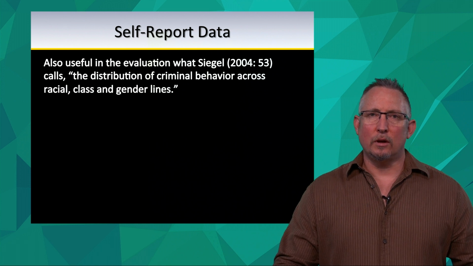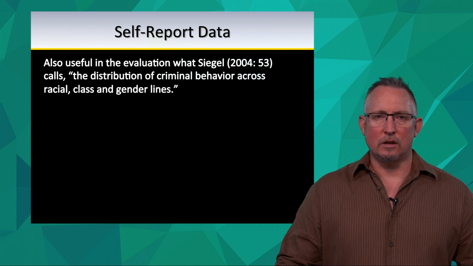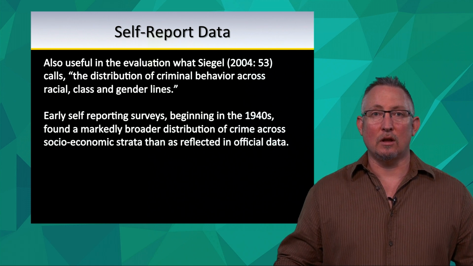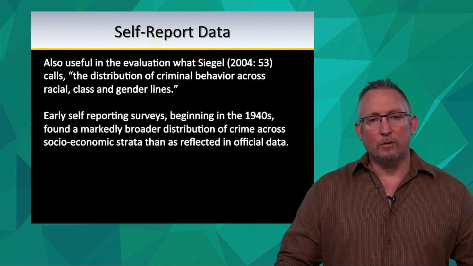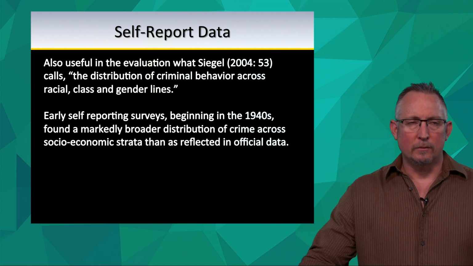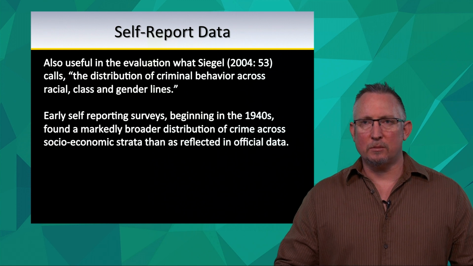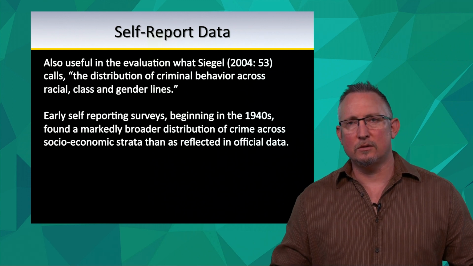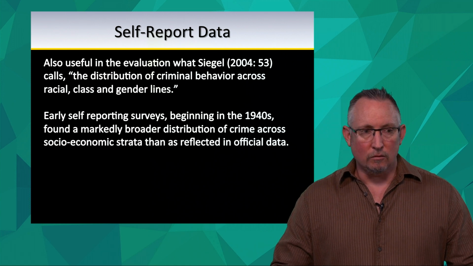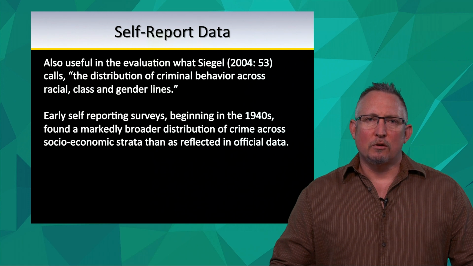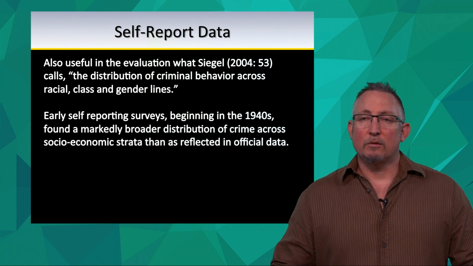Also useful in the evaluation of what the criminologist Larry Siegel has called the distribution of criminal behavior across racial, class, and gendered lines. So self-report surveys started informally in the 1940s, gained some popularity in the 50s, and became more predominant in the 60s. By the 1970s, they're used with regularity. They found a markedly broader distribution of crime across socioeconomic strata than is reflected in official data.